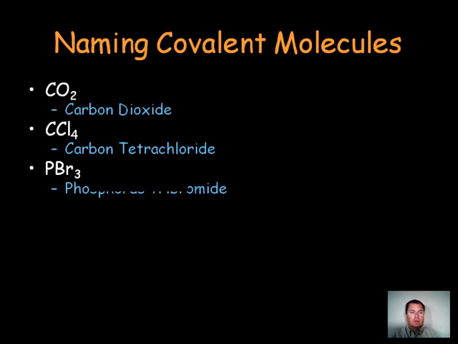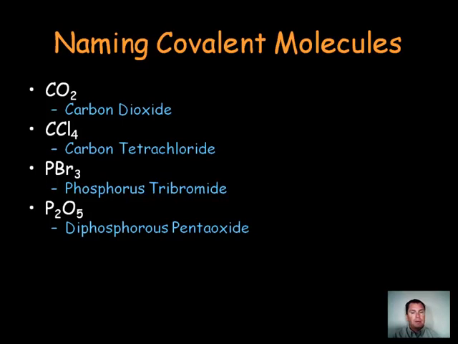PBr3. Phosphorus tribromide. P2O5. Now in this case, we do have more than one, so we're going to have to put our prefix in. So our prefix for 2 is di, so diphosphorus. And we get 5 oxygen, 5 is penta, and we change the ending to ide, so it's diphosphorus pentaoxide.